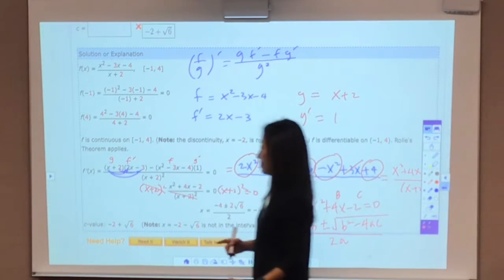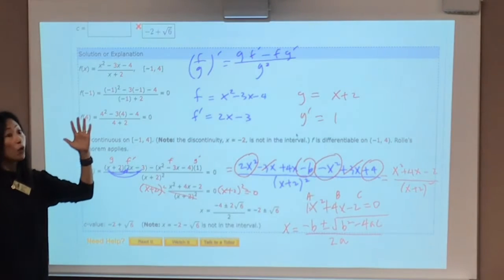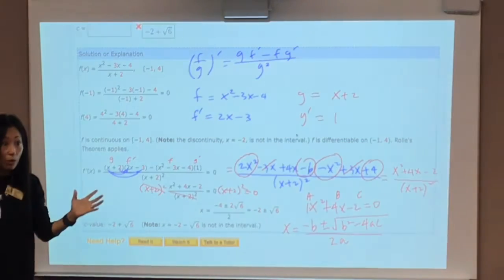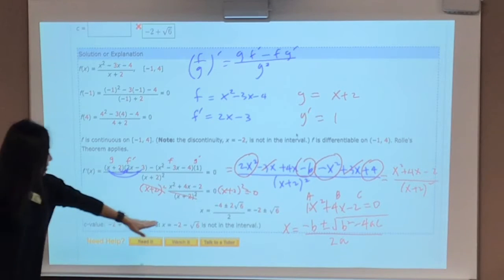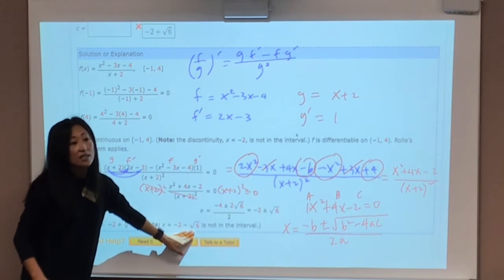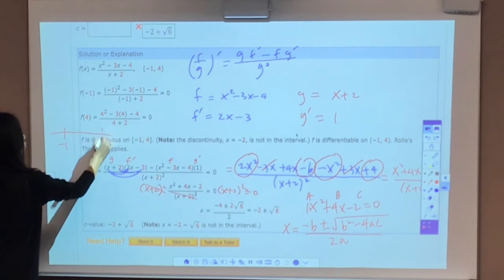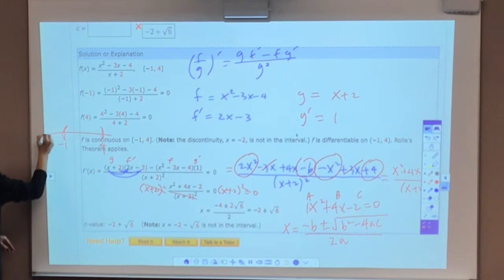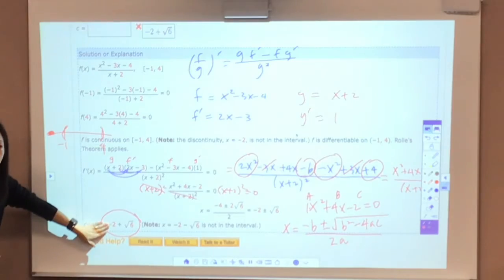All right, next thing. Since you have the interval negative 1 to 4 only, if your x value is outside of the interval, you cannot use it. For example, which number couldn't you use? Negative 2 minus the square root of 6 is outside of the limit. Your number is between negative 1 and 4. That's your number, and this number is located over here someplace. So the other number is not a critical number. Only this is your critical number because it is in your interval.